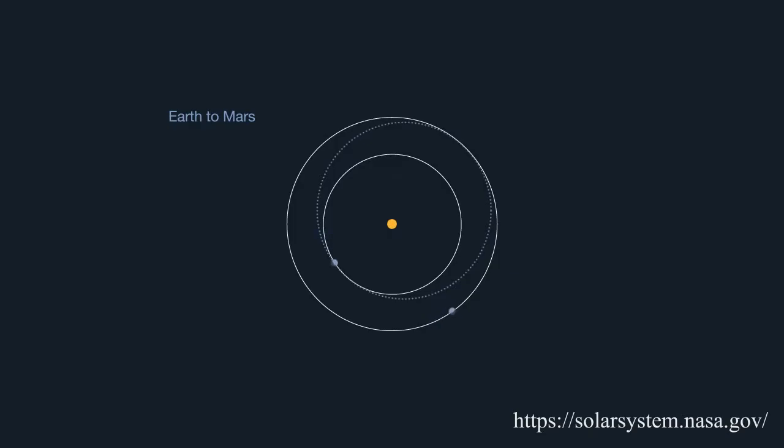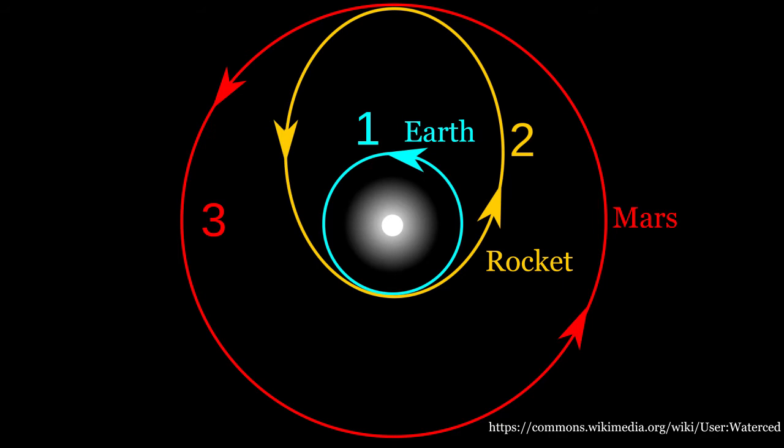Traveling from one planet to another may be incredibly difficult and complex in real life, but it is straightforward in theory. When considering a rocket traveling from Earth to Mars, we need to first remember that the rocket is already orbiting around the Sun. We simply need to adjust the orbit so the rocket is now traveling around the Sun at Mars's orbit instead of Earth's.